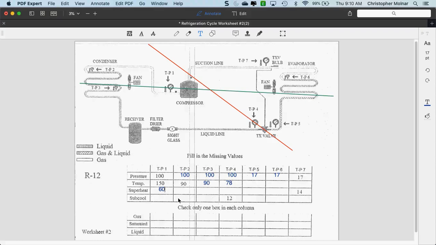The temperature, my condensing temperature, difference from the line temperature. Questions? I thought for superheat you had to add the temperature and the pressure to get the superheat. That's what I thought. No, anytime you're dealing with superheat or subcooling, you're only dealing with the temperatures.